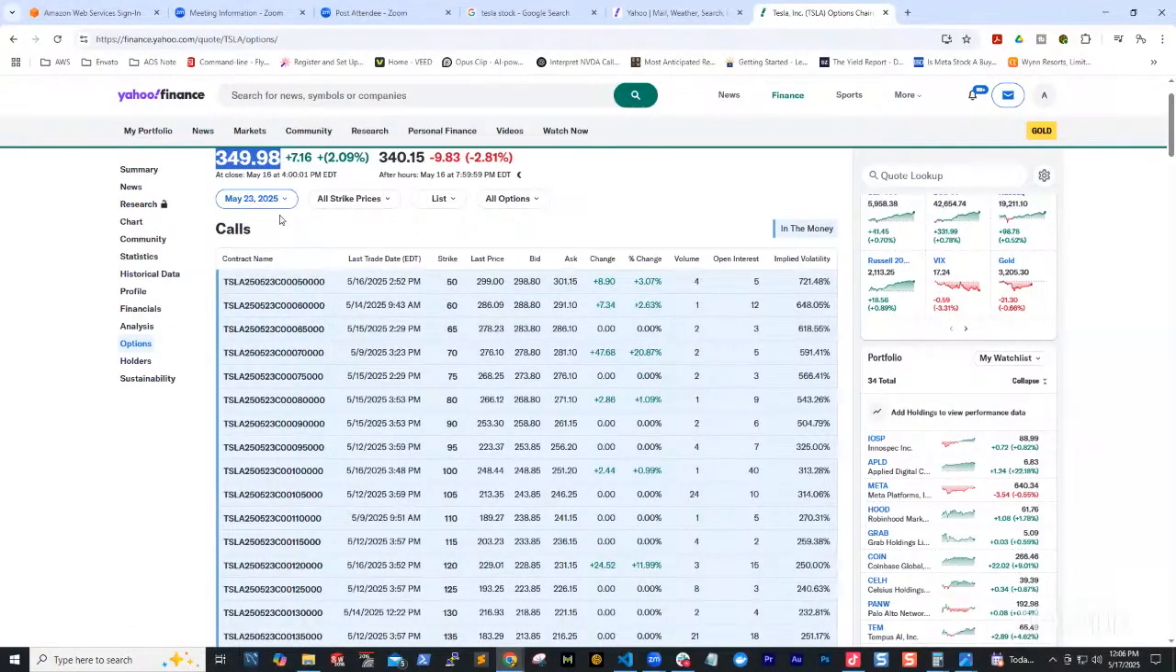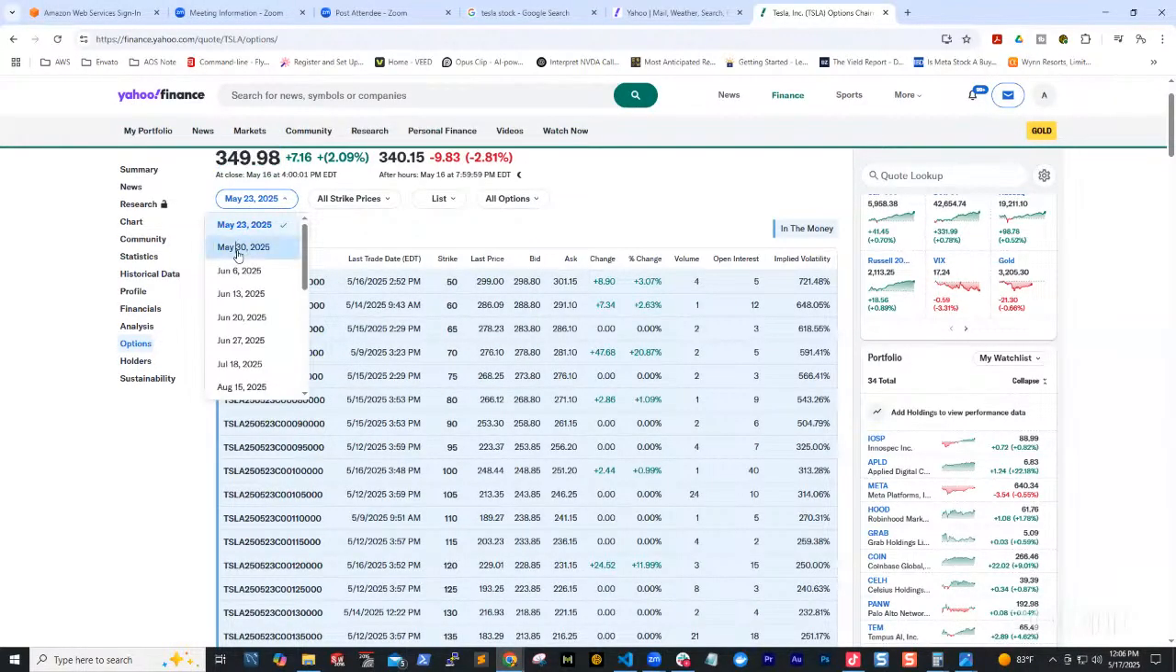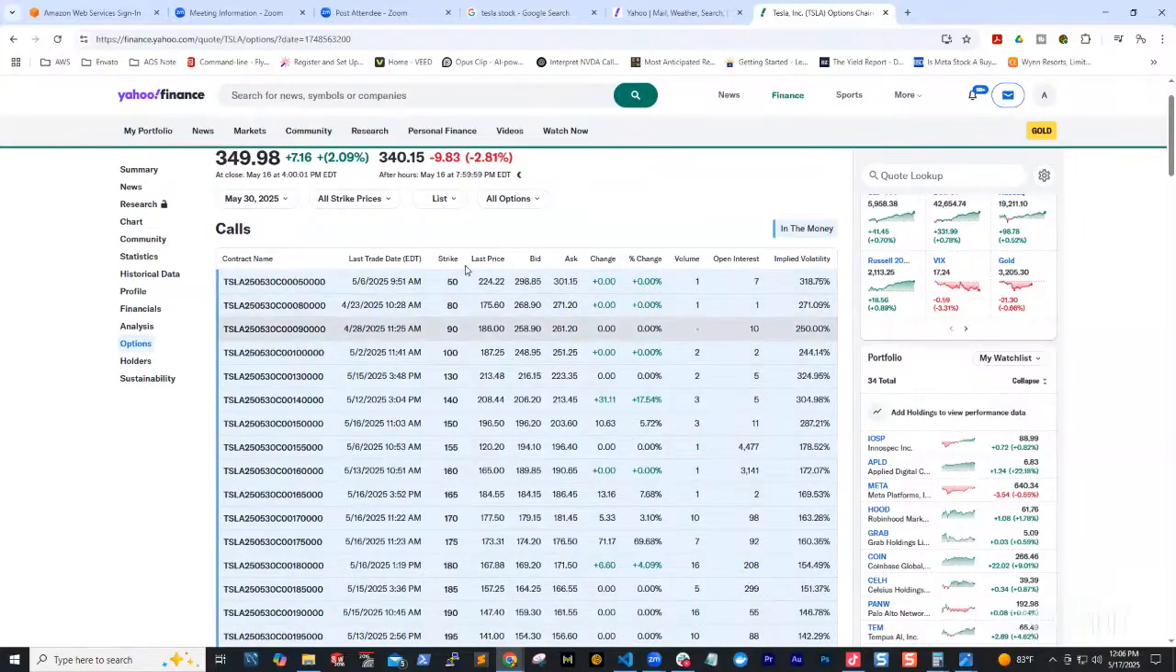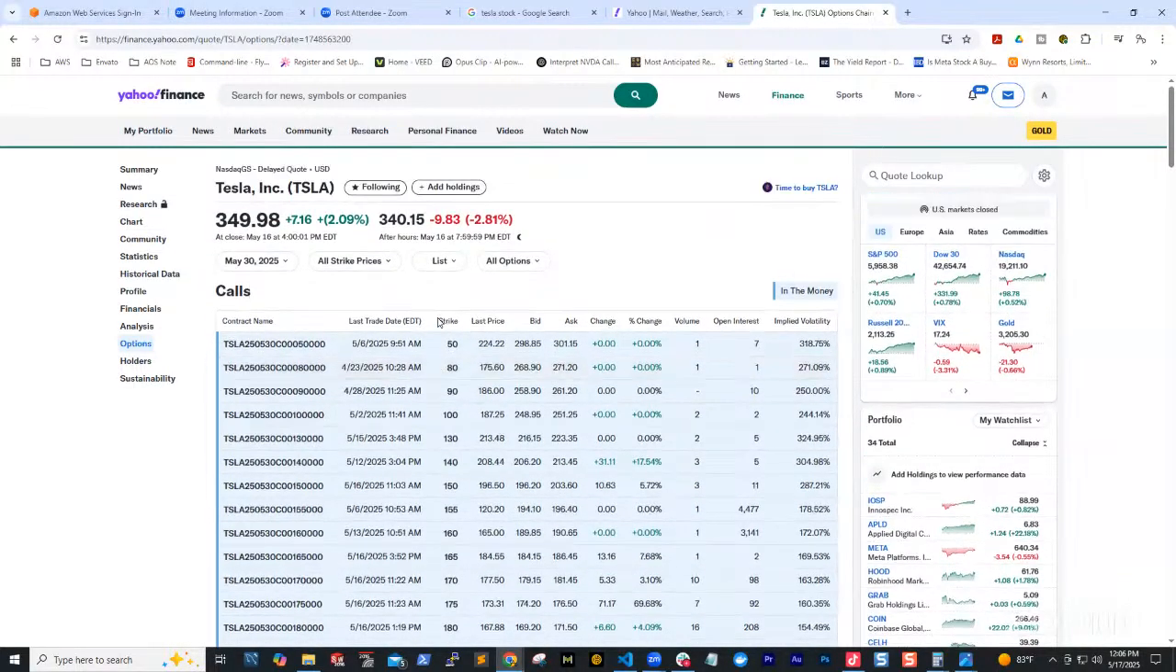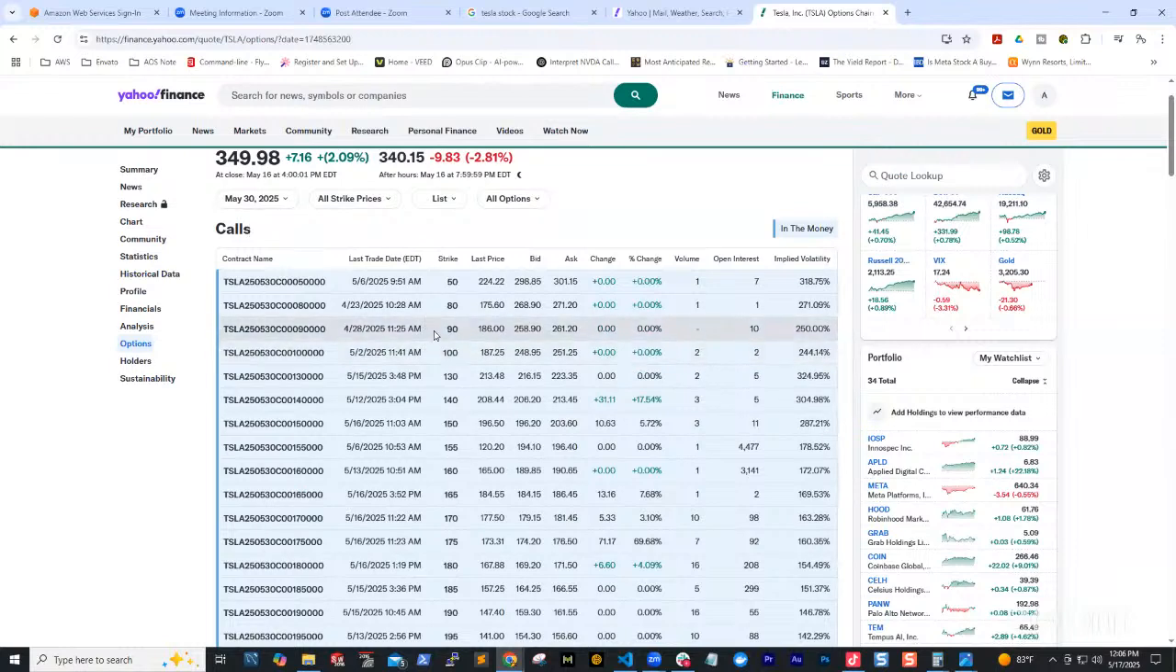Yeah, the date is how you protect yourself. But get this, the longer date you pick, the more expensive the contract gets. So you can say here is May 23rd, right? So let's pick May 30th. You can see the May 30th, $50 call. You can see the price, right?